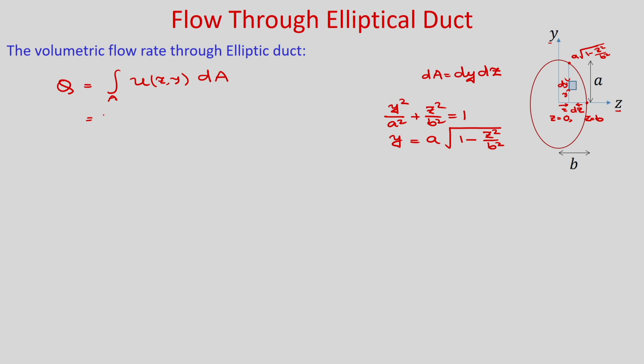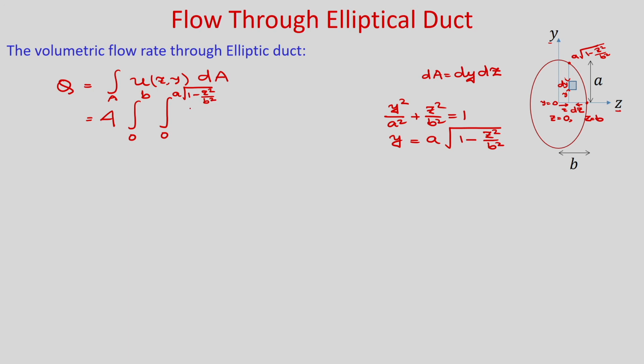So, now we are multiplying by 4 because whatever volumetric flow rate we are calculating is in the 1/4 of the domain. So, we are multiplying with 4. Now, we will integrate 0 to b first, in z direction. So, now in y direction, we will have from y is equal to 0 to y is equal to a root 1 minus z square by b square.